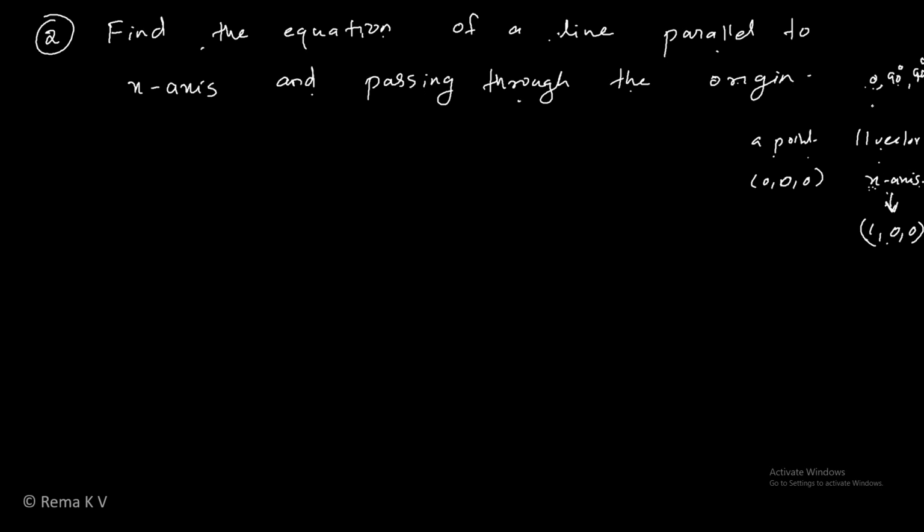Once again, the parallel vector is given as the x-axis in this question. We have to get the direction cosines or direction ratios of the parallel vector. To get that, let us consider the angles here. The x-axis makes an angle 0 degrees with itself, 90 degrees with the y-axis, 90 degrees with the z-axis. So the direction cosines are cos 0, cos 90, cos 90. Cos 0 is 1, cos 90 is 0, cos 90 is 0. So the direction cosines of the x-axis are 1, 0, 0.